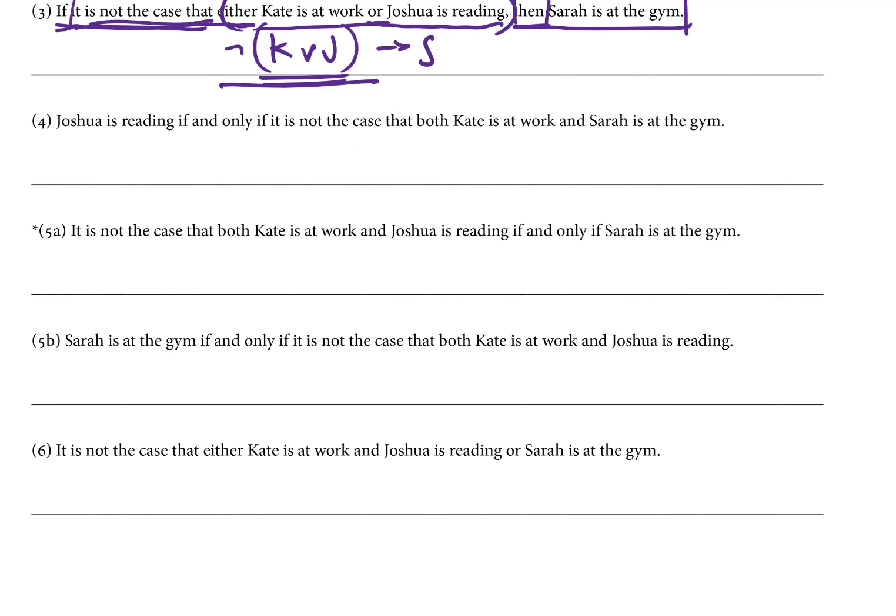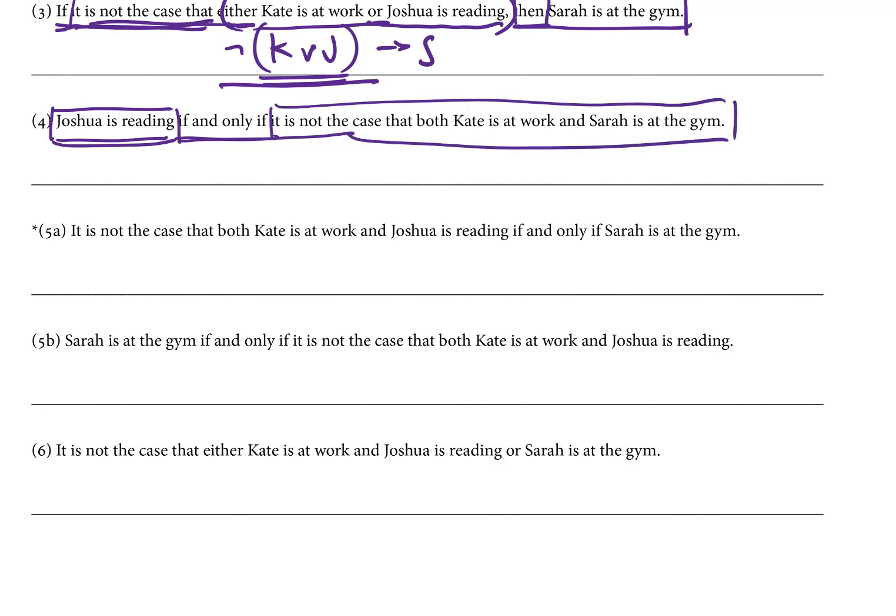Number 4, Joshua is reading if and only if it is not the case that both Kate is at work and Sarah is at the gym. Okay, this looks a little bit complicated because we have a lot going on right here, but it's actually not too bad. So this if and only if tells us that this part here, Joshua is reading, is going to come before the double arrow, and then all of this is going to come after the double arrow.